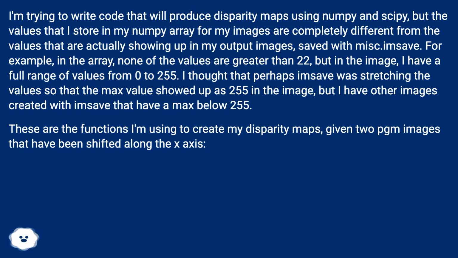For example, in the array, none of the values are greater than 22, but in the image, I have a full range of values from 0 to 255. I thought that perhaps Imsave was stretching the values so that the max value showed up as 255 in the image, but I have other images created with Imsave that have a max below 255. These are the functions I'm using to create my disparity maps, given two PGM images that have been shifted along the x-axis.